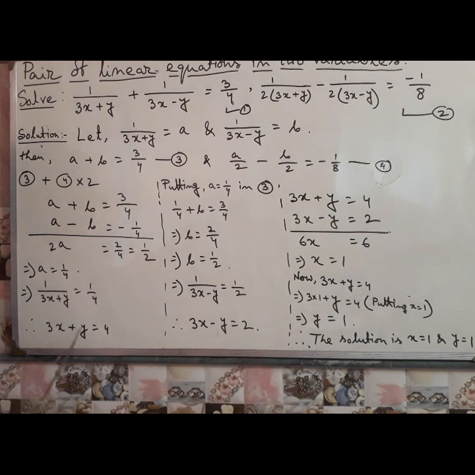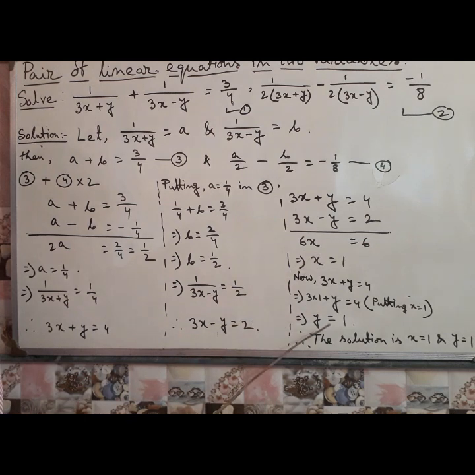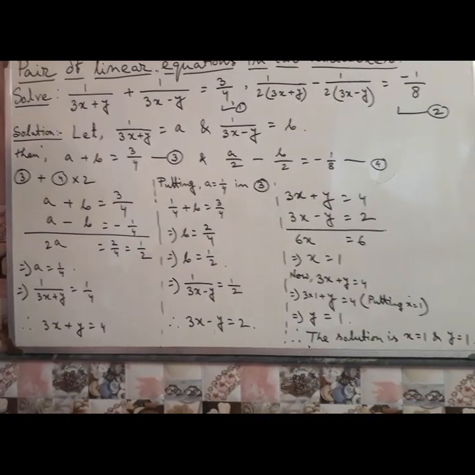Again, 3x plus y is equal to 4 and 3x minus y is equal to 2. Taking these two equations, eliminate, and you will get the value of x, and then putting the value of x in any of the equations, you will get the value of y. That is, the solution is x is equal to 1 and y is equal to 1.